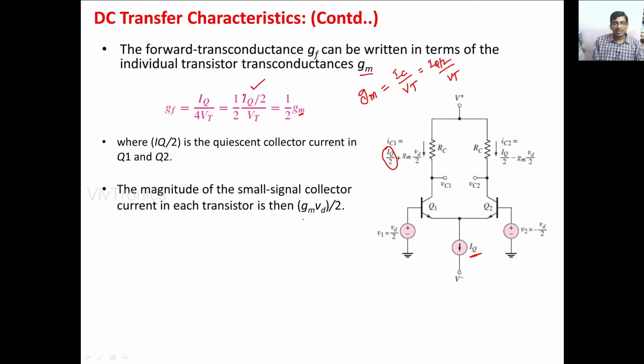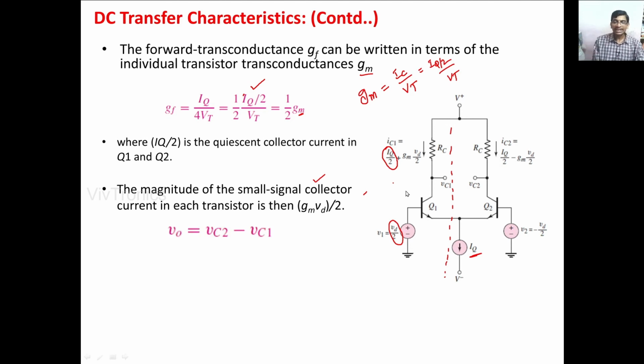The magnitude of the small signal collector current in each transistor will be equal to GM into VD divided by 2. Here GM is the transconductance gain and VD by 2 is the input voltage. So if you take only one amplifier section, we can say that the magnitude of the small signal collector current in each transistor is given as GM times VD by 2. GM, the transconductance gain, into the input voltage gives you the small signal collector current.